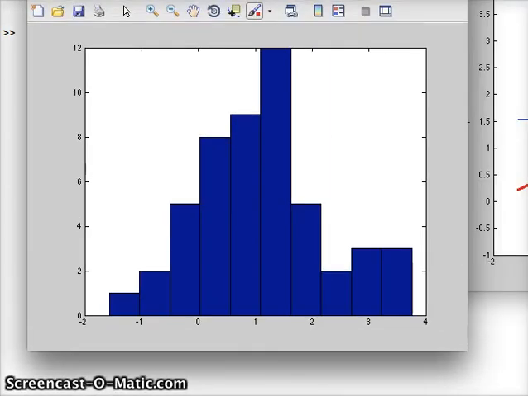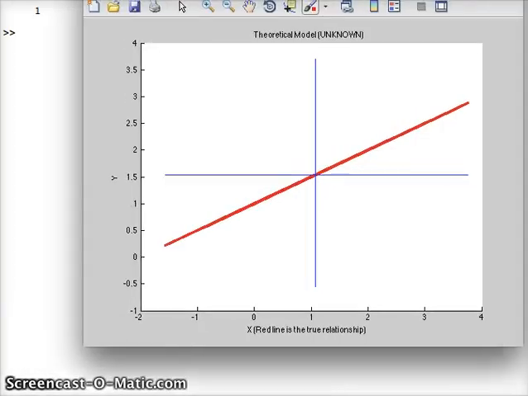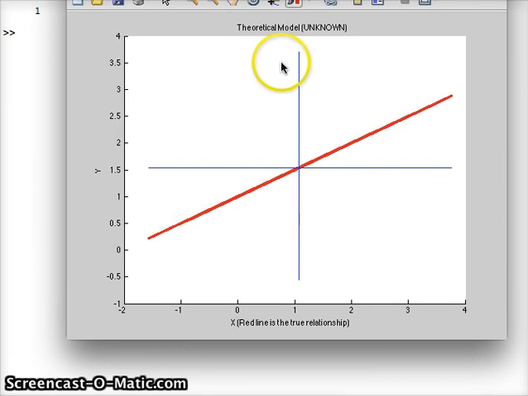This is a histogram of the variable x. It is a normal distribution. And this is the theoretical model. Actually, in the real world, we don't know it. But when we do the simulation, we can assume that we know it. So here, the intercept is 1 and the slope is 0.5.